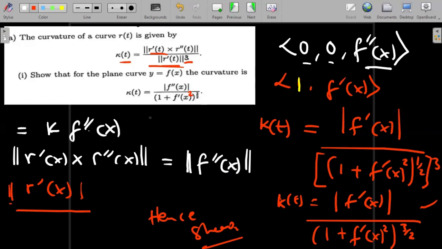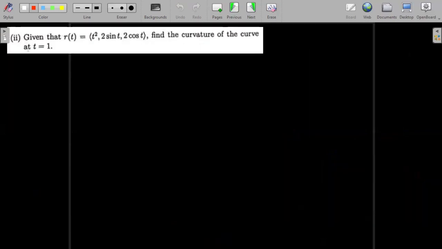Okay, so next we have this question here, and the question says, given that r is equal to that there, find the curvature of the curve at t equal to 1. So what do we do here? For curvature, there's that formula which we've seen, but there's this other formula where we say curvature is equal to the modulus of t prime over what?